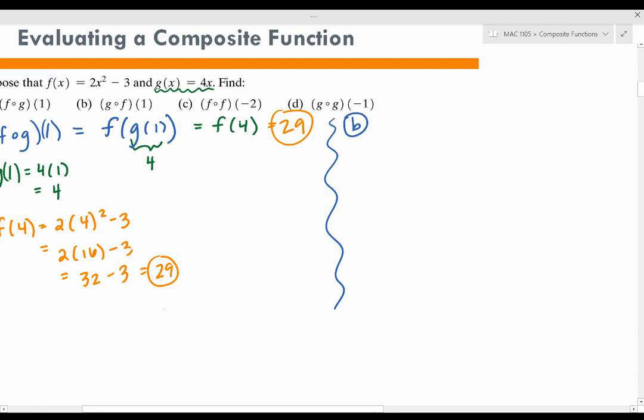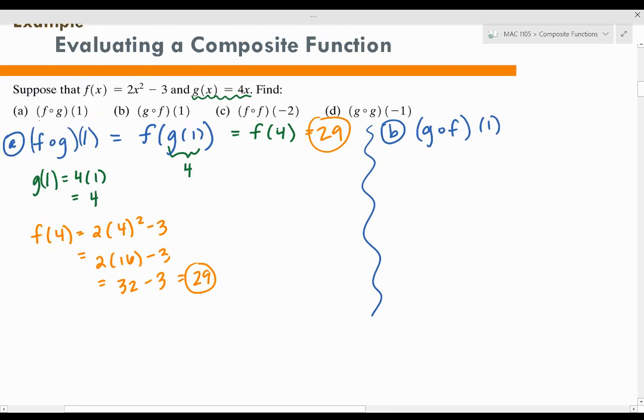All right, B says do g composed of f of 1. Okay, so notice for this one, sometimes I call these functions, so when I see f composed of g, sometimes I call that "f of g," and then sometimes when I see g composed of f, I call that "g of f." Okay, so notice that with these, the order of our functions has changed.